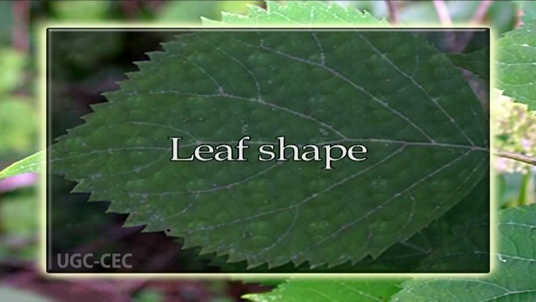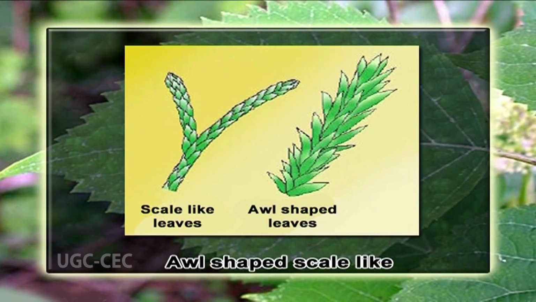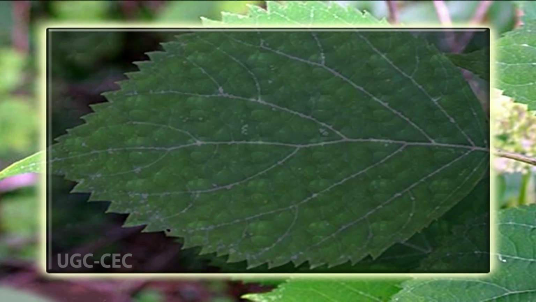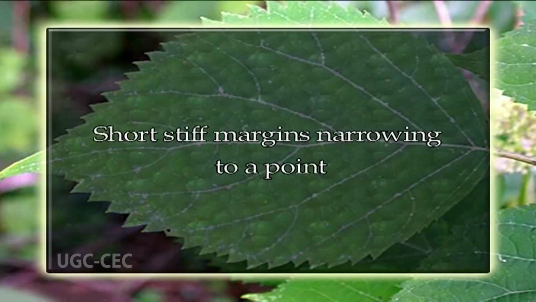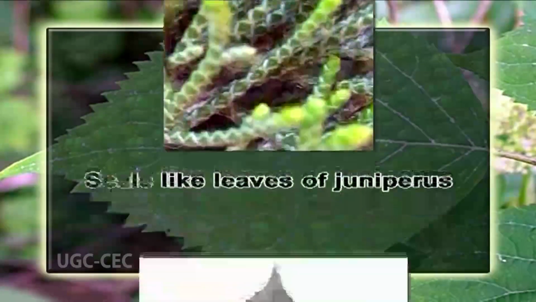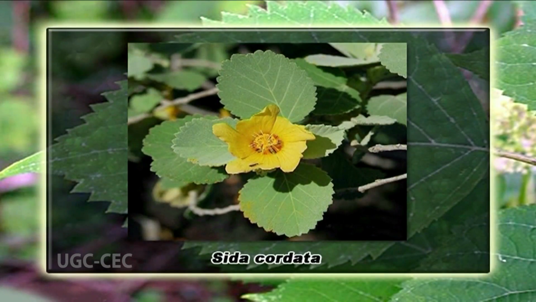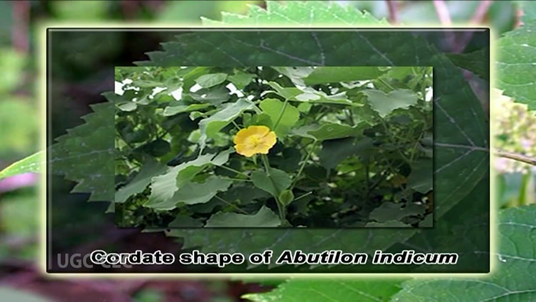Now leaf shape. On the basis of shape of lamina, leaves are of many types, like awl-shaped, that's tapering to a slender stiff point, short stiff margins narrowing to a point as in single seed juniper. Cordate, that's heart-shaped with a sinus and rounded lobes at the base and ovate in general outline. For example, Cedrela cordata, Abutilon indicum, etc.